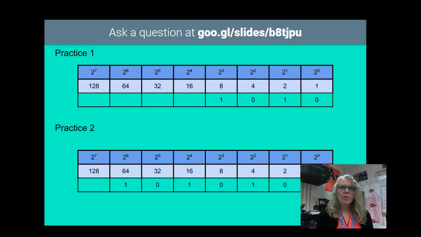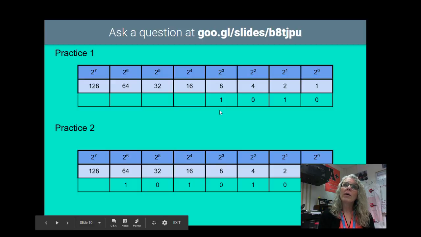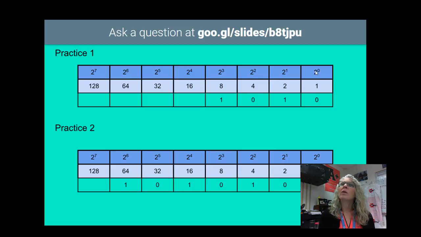So here are some examples. And here's where I'm hoping I can get some interaction from you. So when we place a 1 in this column, a 0 in this column, a 1 in this column, and a 0 in this column, we can then calculate the decimal equivalent of the binary number 1010. So, does anyone know what the decimal equivalent of 1010 is?